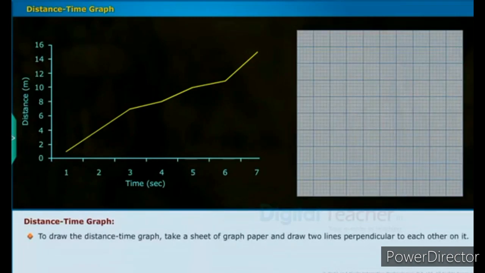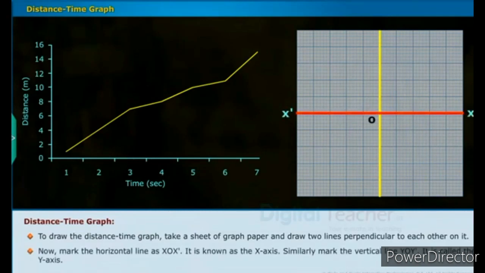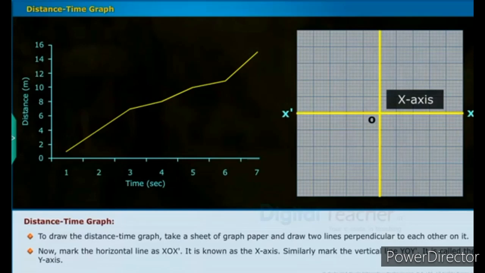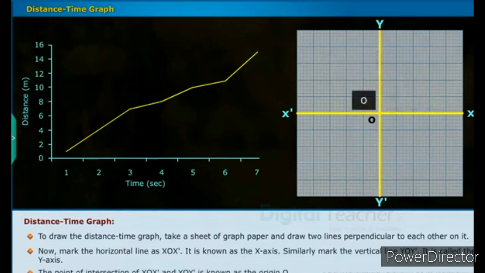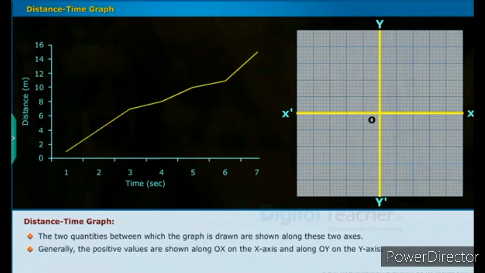To draw the distance time graph, take a sheet of graph paper and draw two lines perpendicular to each other on it. Now, mark the horizontal line as XOX. It is known as the x-axis. Similarly, mark the vertical line YOY. It is called the y-axis. The point of intersection of XOX and YOY is known as the origin O. The two quantities between which the graph is drawn are shown along these two axes. Generally, the positive values are shown along OX on the x-axis and along OY on the y-axis.